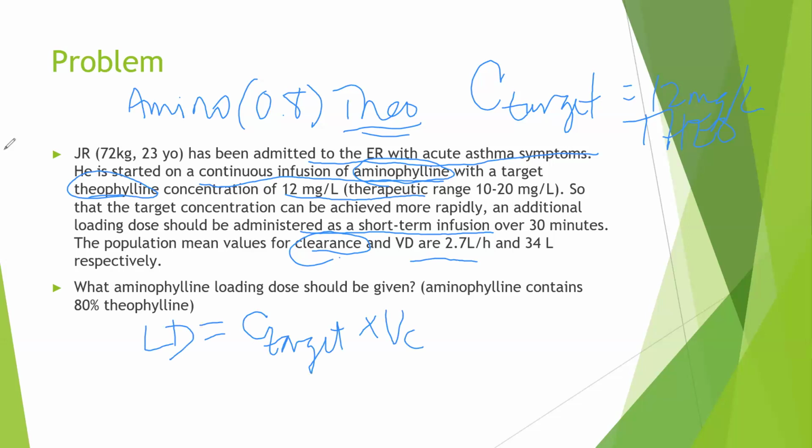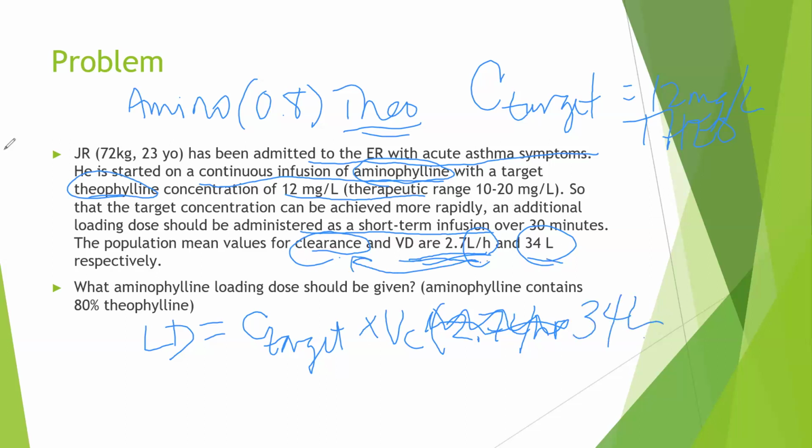We know that a population average is 2.7. So is volume 2.7 liters per hour? Wait, no, I'm sorry, 34 liters. That's given. Sorry, that makes no sense, right? Liters per hour is the clearance. So that's his clearance, and the volume is 34 liters. Sorry about that. I should have read the whole thing first. Okay, so 34 liters. And what's our target?